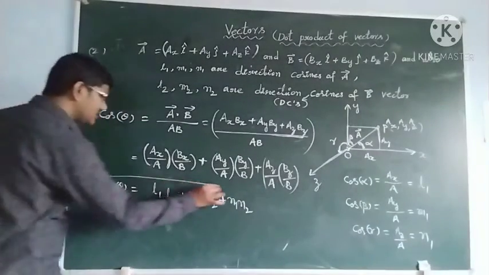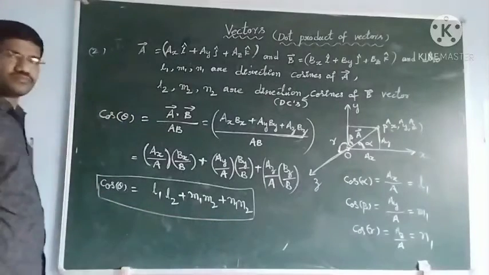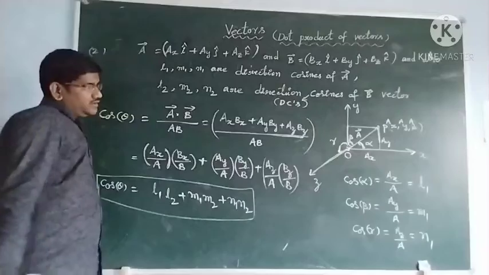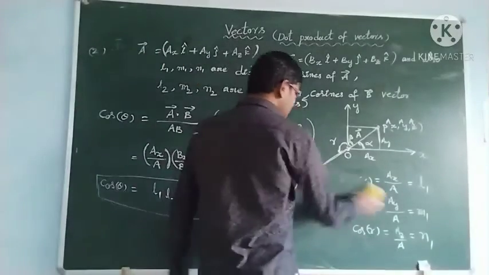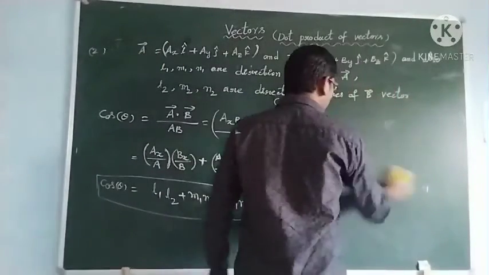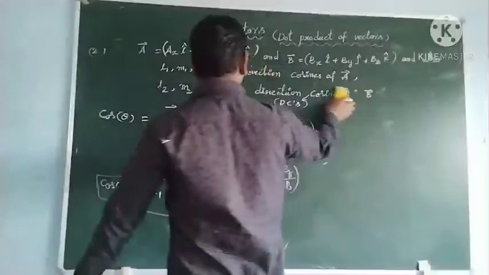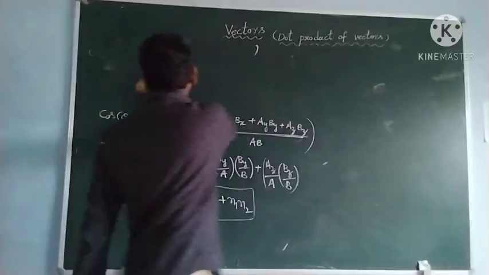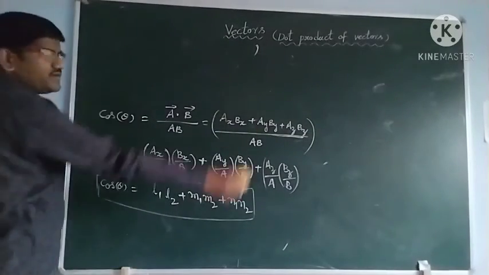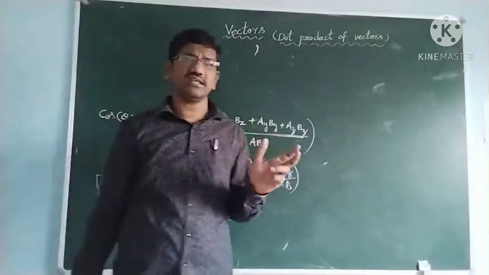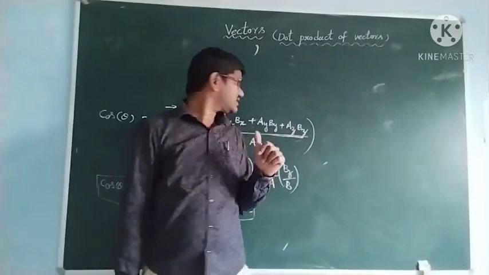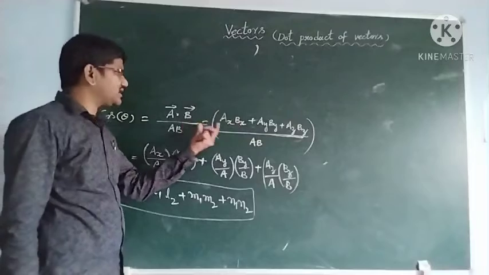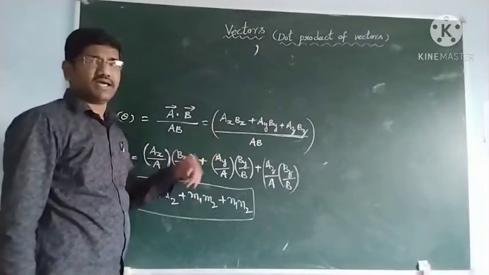So cos theta is equal to this, we can write it like this also. The angle between two vectors you can express in terms of direction cosines also. And see students, whenever two vectors a bar and b bar are given and the angle between them is asked, take cos theta is equal to a bar dot b bar by a into b. If the components are given, it will become like this.